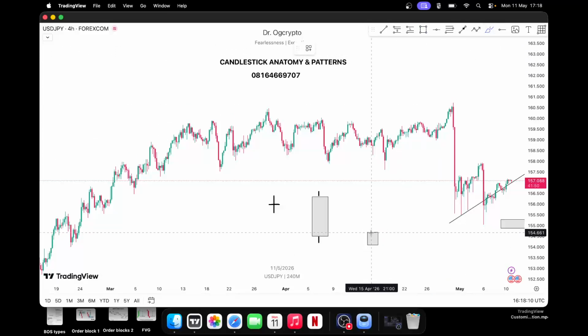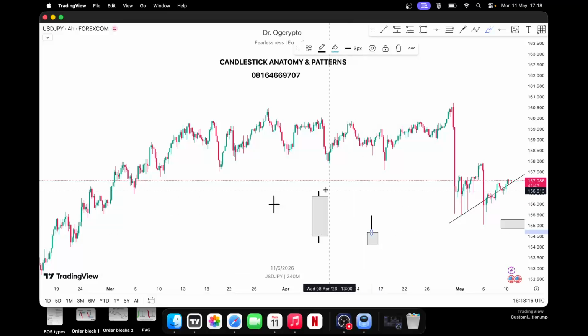So those are the three types of candles that you can see in the market. You can either see an indecision candle, a large body candle, which is a momentum candle, or a rejection candle, and all of them have meaning.